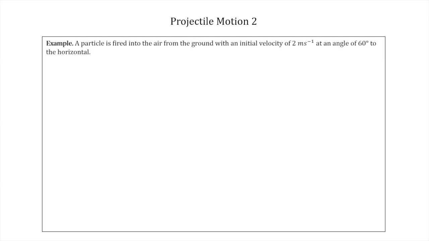So the problem was that a particle is fired into the air from the ground with an initial velocity of 2 meters per second at an angle of 60 degrees to the horizontal. So this velocity is a vector, because it's 2 meters per second, so that's its magnitude, that's the speed, but it's directed at an angle of 60 degrees, so it's got a direction. So it's a vector, it's a velocity.